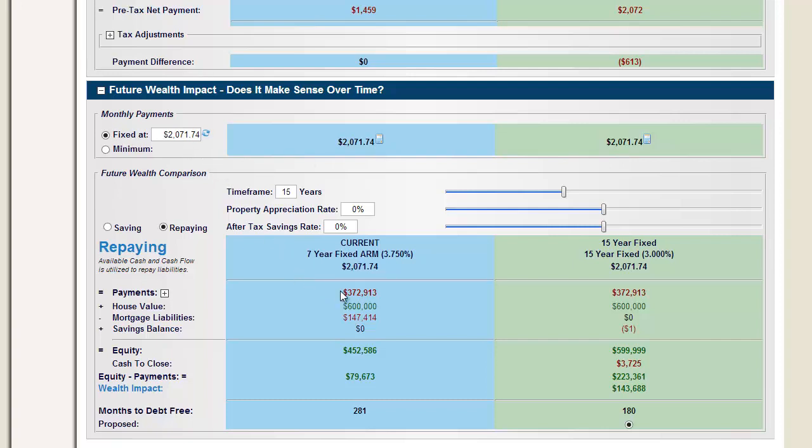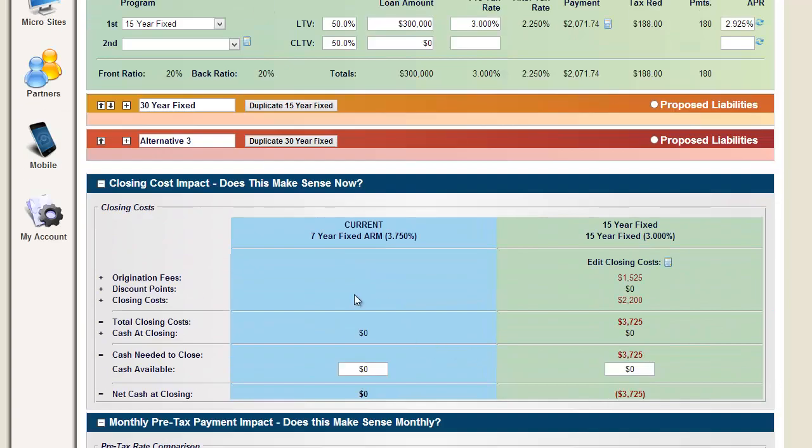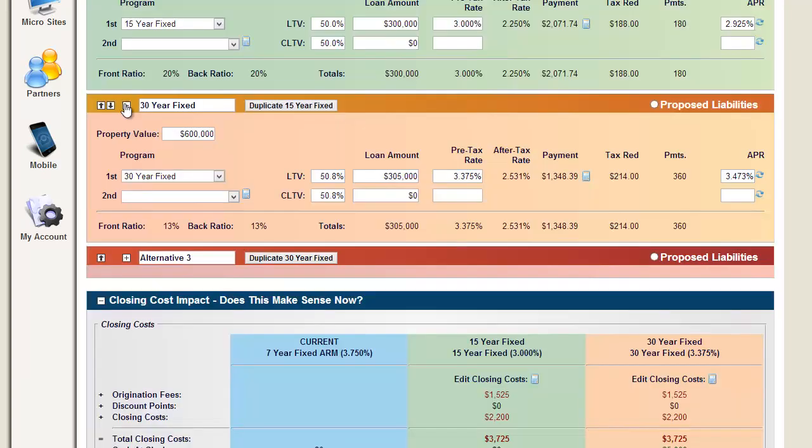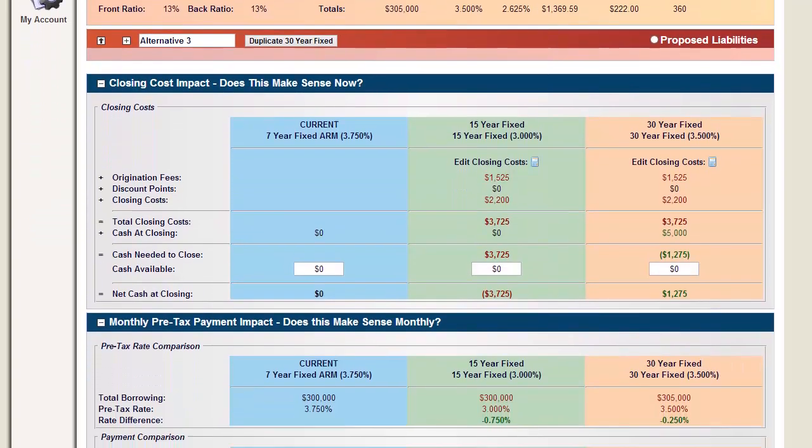So you can see I'm going to spend over 15 years $372 or $372. I'm spending the same amount. My question is, what makes the most progress for me towards my goals? Clearly, the $372,913 spent on the 15-year fixed is a better alternative. If I wanted to compare the 30 as well, I would just expand the 30. I would put in the 30, maybe that's 3.5 right now. Bring that down, and you notice everything's already calculated for me.